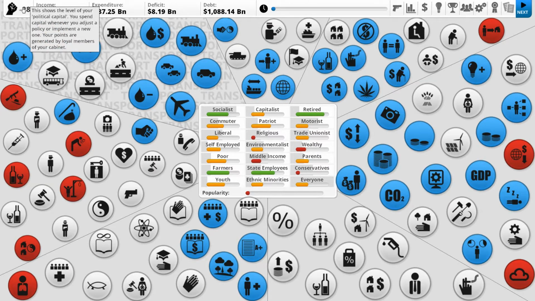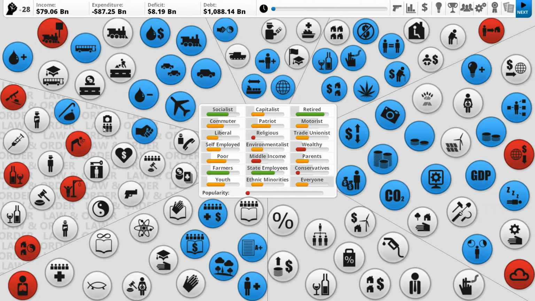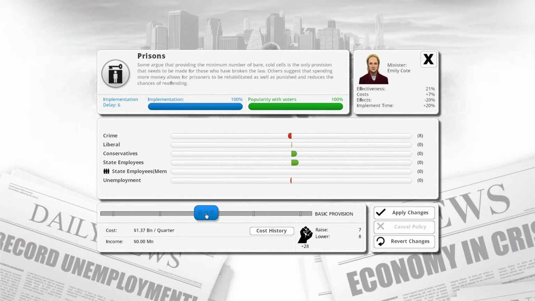And up here, this is the most important thing, our political capital. We have 28 right now, and that's basically our only resource. If we want to adjust a policy, let's look at prisons here. If we want extensive rehabilitation, it's going to cost us 7 of our political capital to raise that, or we could lower it for 8 of our political capital. Right now I'm just going to leave that where it is.